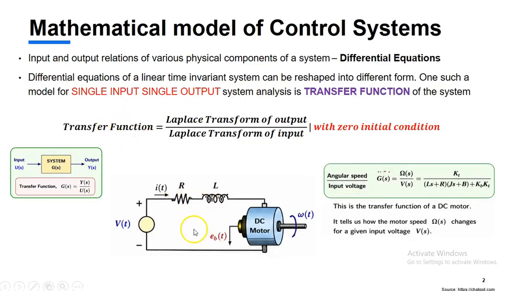Let's see a simple example. You have a motor. In order to rotate the motor, we need to apply the input voltage. So the transfer function of this particular system is the ratio of angular speed to the input voltage. That we will call the transfer function of this particular DC motor. You see here, the system is given an input U(s), and the output is Y(s). What is the transfer function? Y(s) to U(s). This relationship we will call the transfer function.